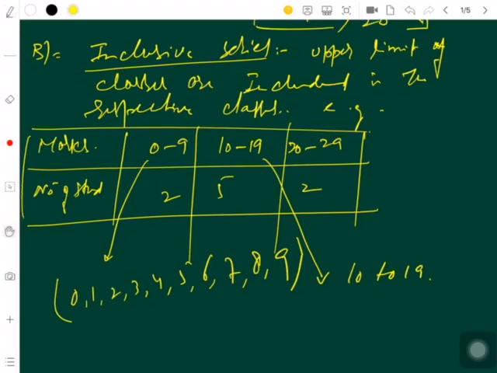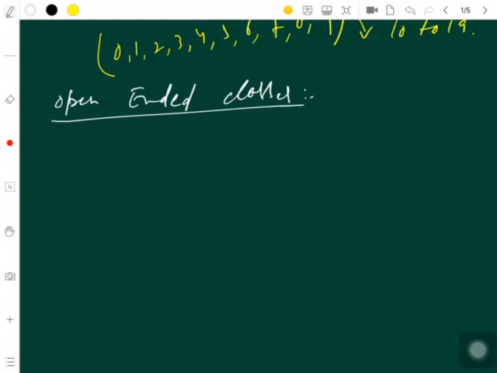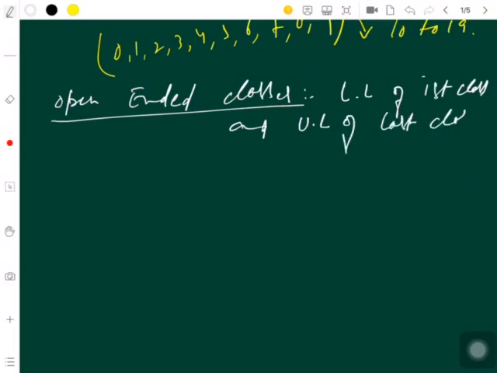There is one more thing you must learn, which is called an open-ended class. It just came into my mind. I thought that you must know about it as well. Open-ended class: in this, the lower limit of the first class and the upper limit of the last class are not given. How come?